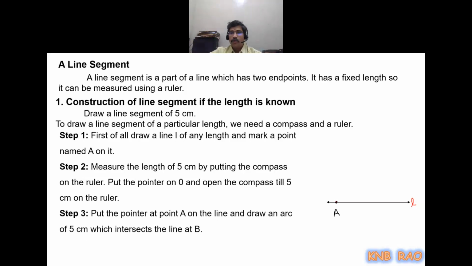Third step: place the pointer on A and turn it, make an arc on L, like this. Is it clear, children, now? Put the metal end of the compass on point A. Then draw an arc of 5 centimeter which intersects the line at B. You name that point B. Now you have got a line segment AB of 5 centimeter on line L. This is the method of doing it.